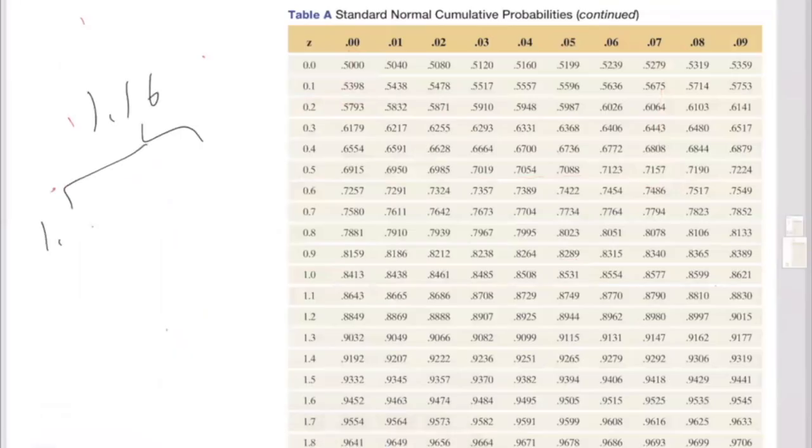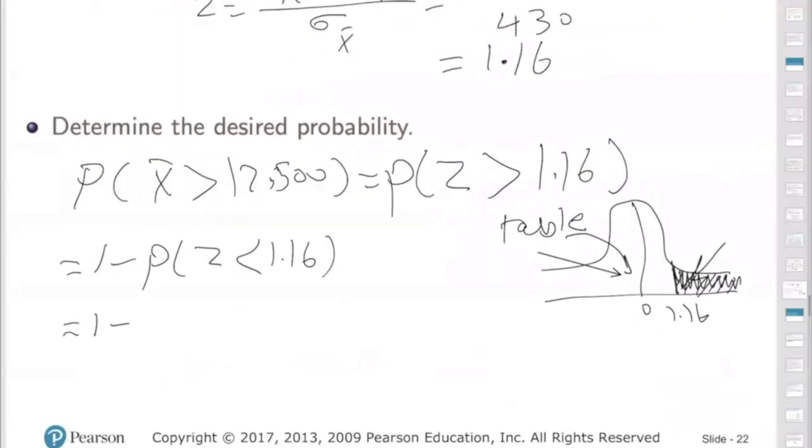Divide it into 1.1 and 0.06. 1.1 is here, 0.06 is here. So the intersection between this row and this column gives us 0.877. Of course, this is the area to the left. So this area from the table is 0.877. Okay, but we need the other area, so you have to subtract it from 1.